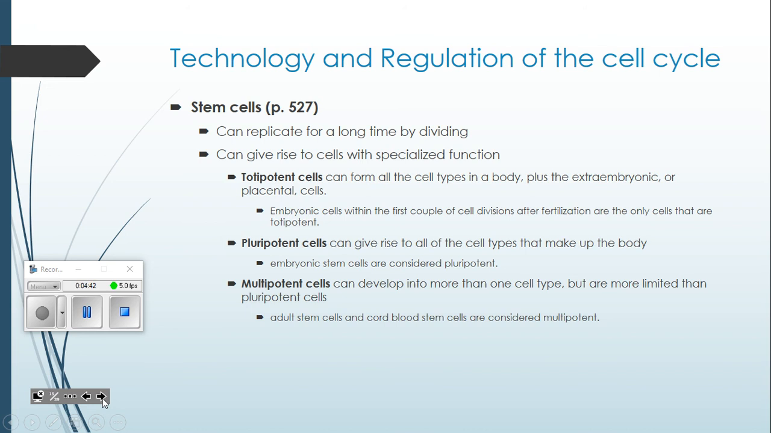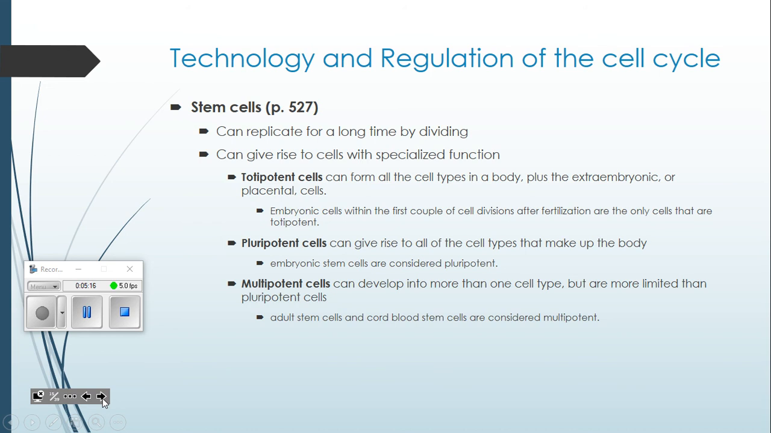We will also talk about stem cells again at the end of the course when we talk about reproduction and babies and stuff like that. But for now, I'm just looking at their link to the cell cycle. Stem cells can replicate for a long time by dividing. Stem cells are the ones typically that you have at the beginning of an organism's life, before they decide what kind of cell they're going to be. Stem cells can give rise to cells with specialized functions.